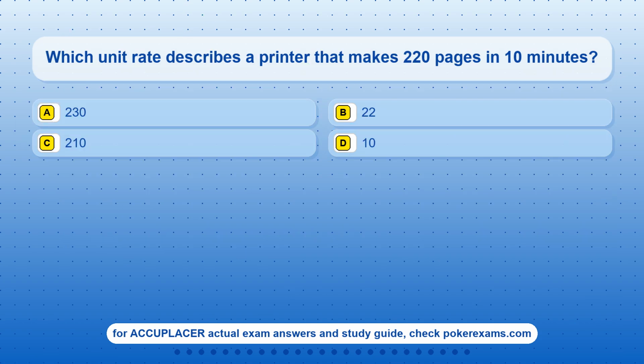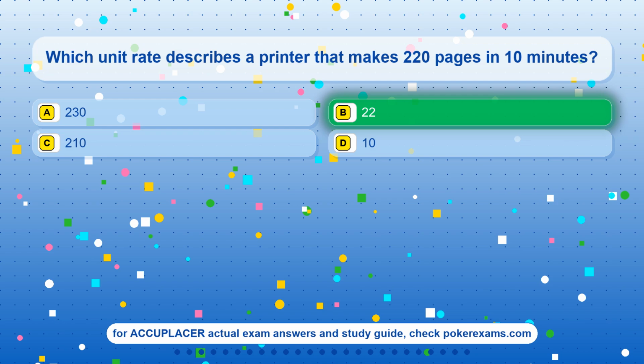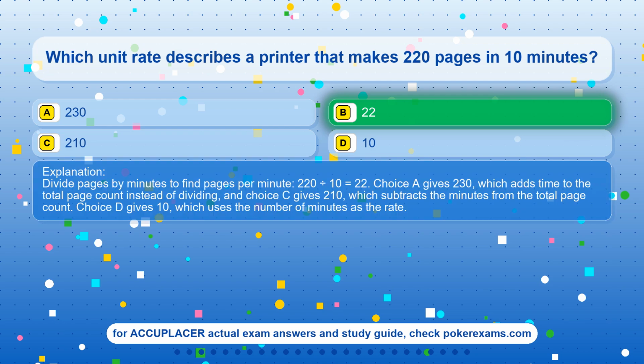Question 20. Which unit rate describes a printer that makes 220 pages in 10 minutes? Option A, 230. Option B, 22. Option C, 210. Option D, 10. The correct answer is Option B, 22. Divide pages by minutes to find pages per minute. 220 divided by 10 equals 22. Choice A gives 230, which adds time to the total page count instead of dividing, and choice C gives 210, which subtracts the minutes from the total page count. Choice D gives 10, which uses the number of minutes as the rate.